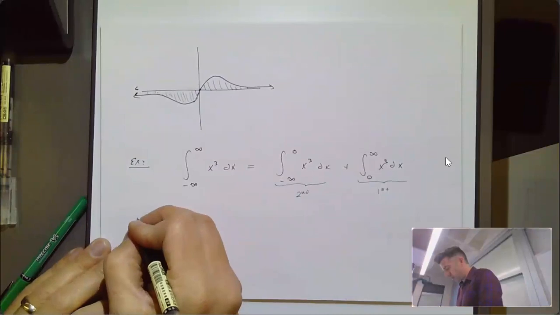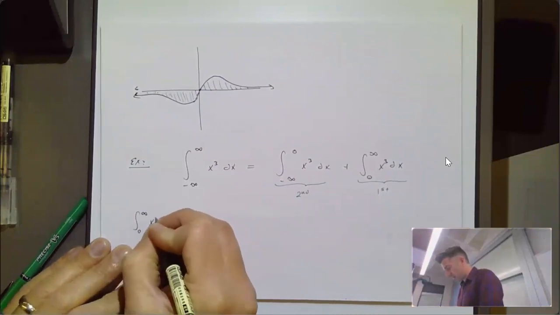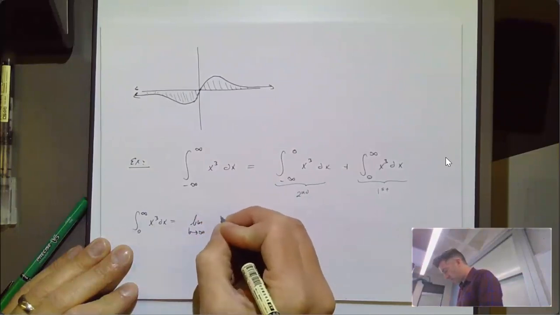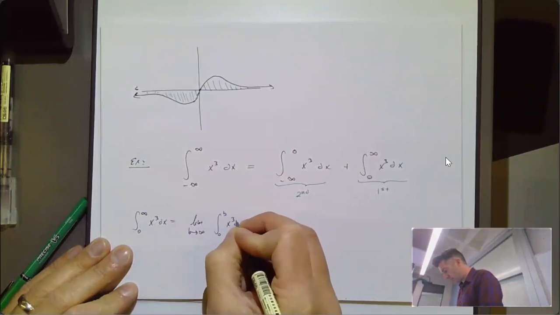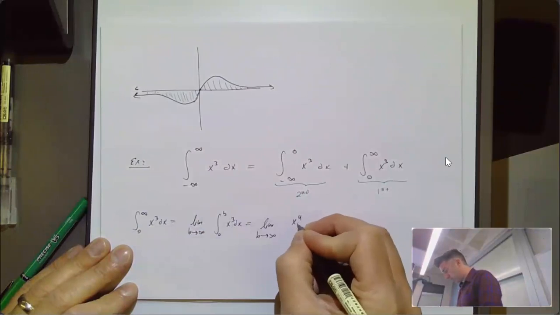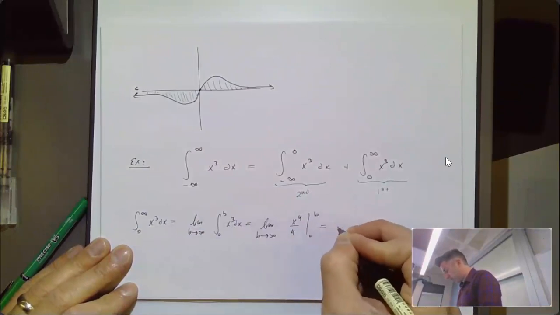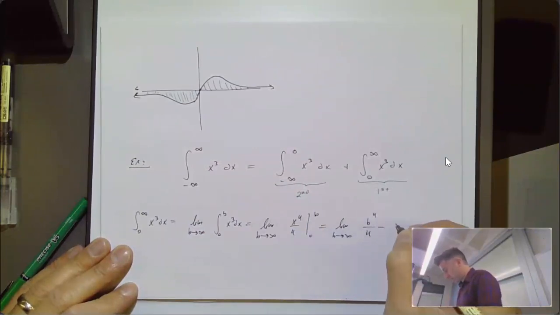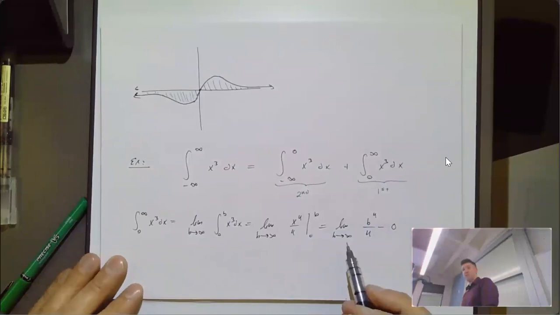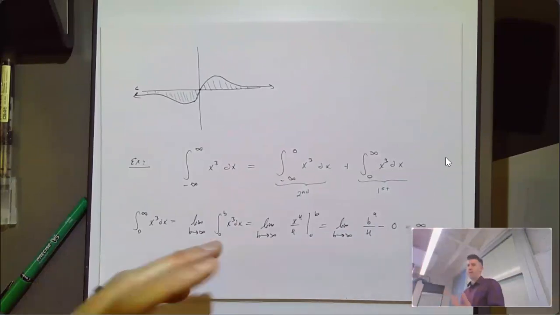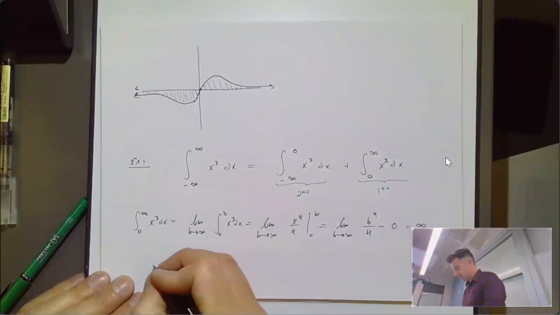So the integral from 0 to infinity of x cubed dx is equal to the limit as b goes to infinity of the integral from 0 to b of x cubed dx. The integral of x cubed is x to the 4th over 4, from 0 to b. That's going to be the limit as b goes to infinity of b to the 4th over 4 minus 0 to the 4th over 4. As b goes to infinity, what happens to b to the 4th? Right, this is going to infinity, divided by 4, which is still infinity, which means this whole thing diverges.